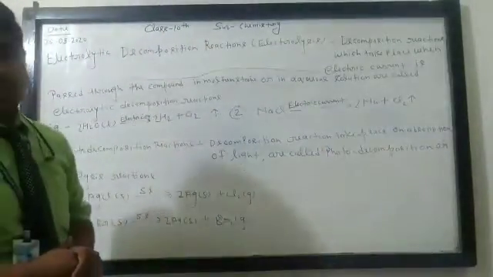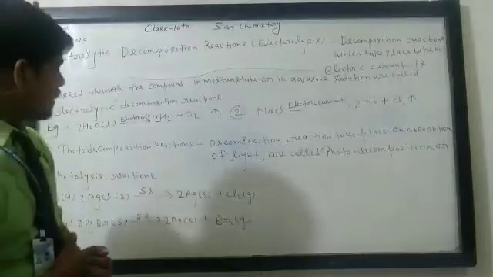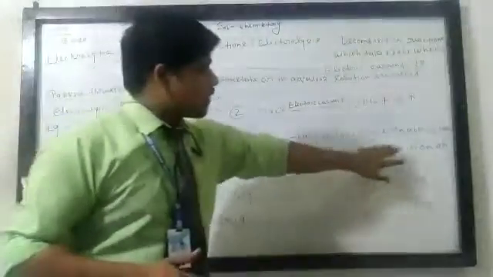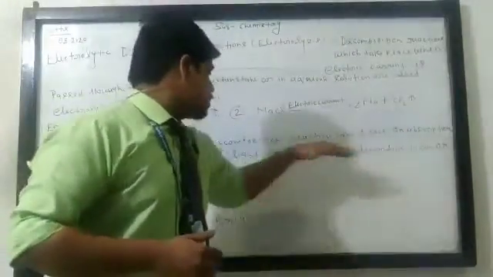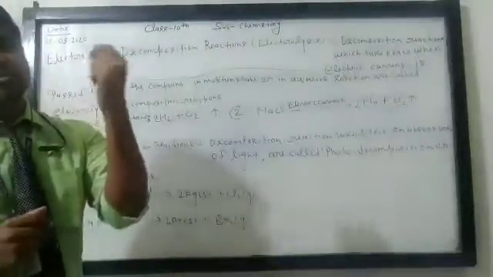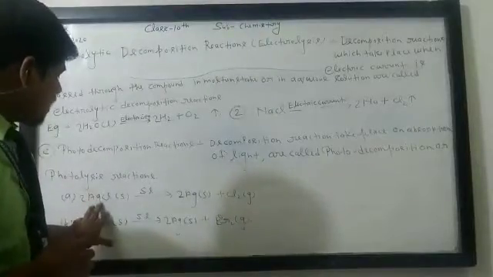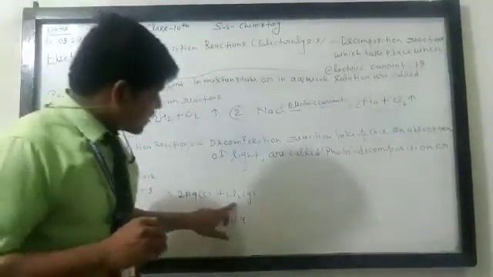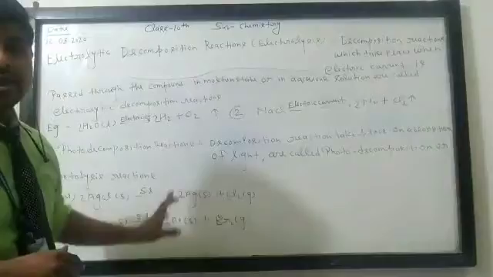Photo decomposition reaction. What is photo decomposition reaction? It is the third type of decomposition reaction. Decomposition reactions that take place on absorption of light are called photo decomposition or photolysis reactions. We can say that those reactions are split by sunlight. For example, when AgCl is kept in the presence of sunlight it gives Ag plus Cl. When AgBr is exposed to sunlight it gives Ag plus Br. This is the photo decomposition reaction.